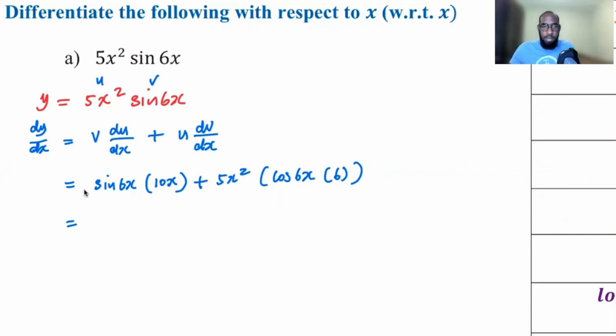So to simplify, I'll just put my 10x in front. As I said, that's my preference. If somebody put the answer as 10 sine x, sine 6x by x, no, that's correct, but I just like to put the x in front. Plus 5 6s are 30x squared cos 6x, and that's the answer. So we applied the product rule here.